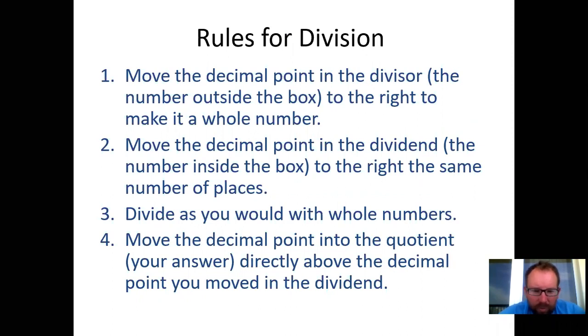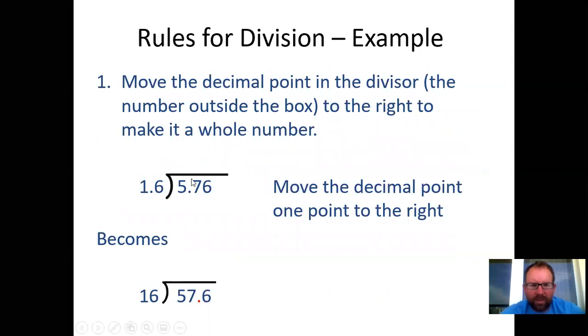Divide as you would with whole numbers. Move the decimal point into the quotient for your answer, directly above the decimal point in your dividend. We'll see what that looks like. I know that's a lot of vocabulary words. So let's look right here. Move the decimal point in the divisor, the number outside of the box, to the right. So what we do is we take this 1.6 and we move it.